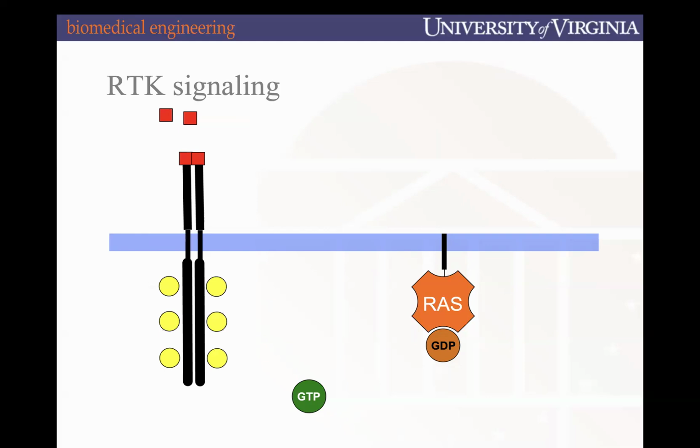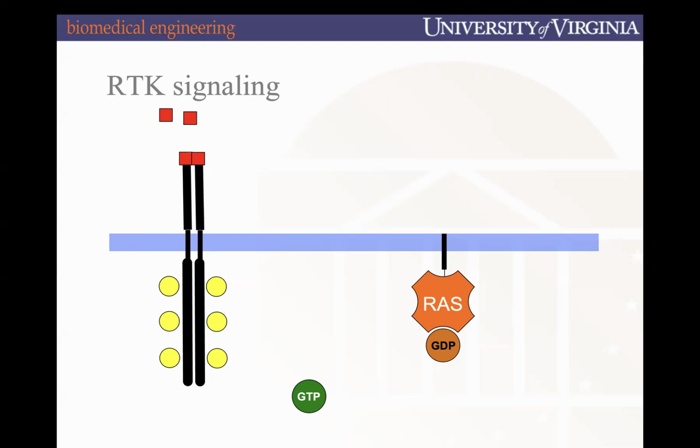For RAS to be in its active form, what do you think it needs to be bound to? When we think about G proteins, primarily the alpha subunit, what is it bound to in its active state? GTP. Yes, GTP. In its inactive state it's bound to GDP. It needs to bind to GTP.